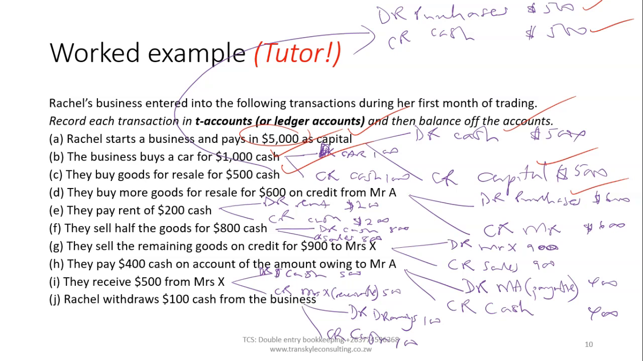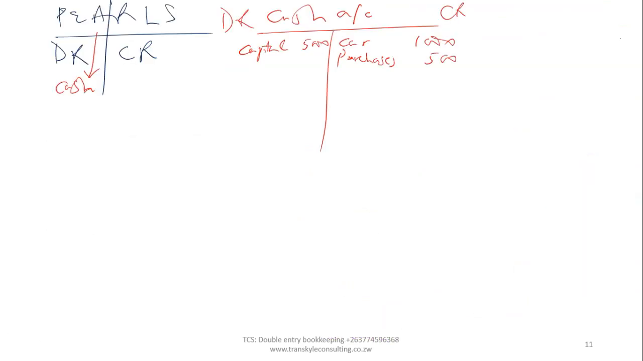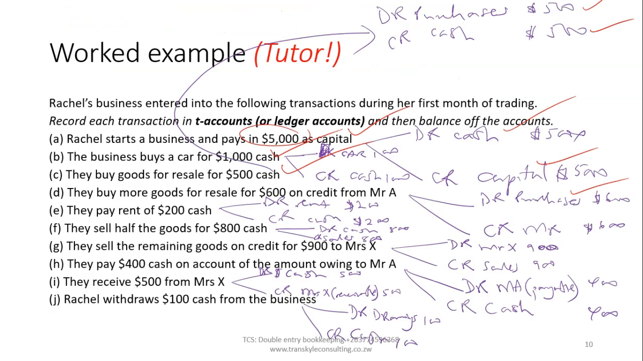Do they affect the cash account? Obviously not. They're not going to affect the cash account, so we skip. Then they pay rent $200, so by cash. So there's $200 left the cupboard. So we say that rent 200. Then, so this one done.